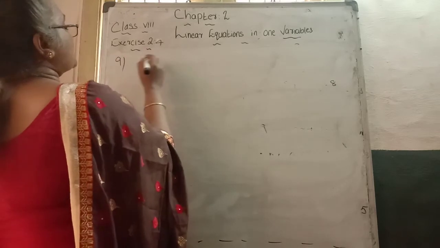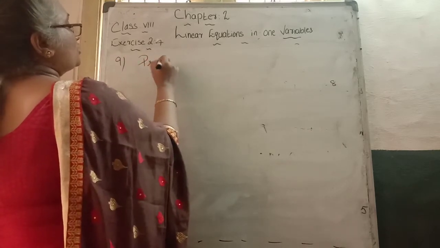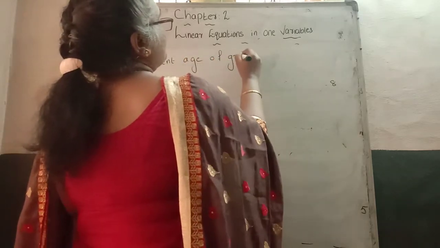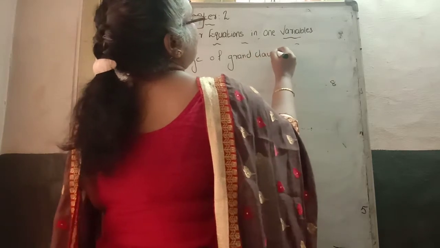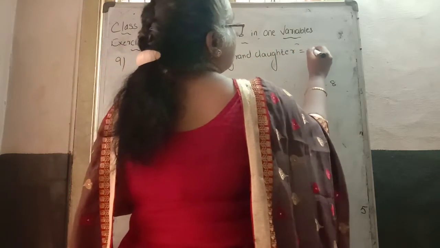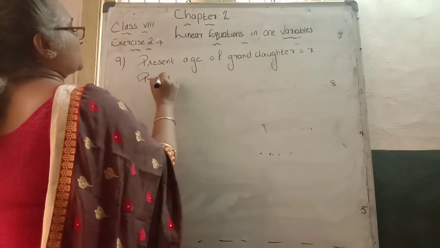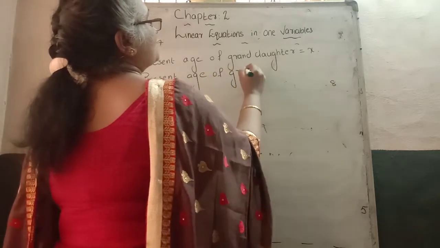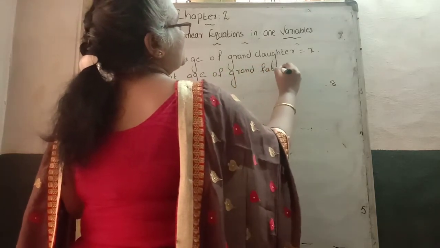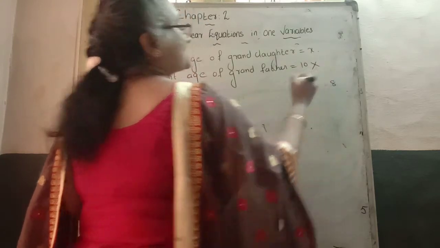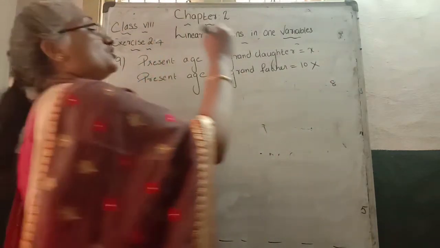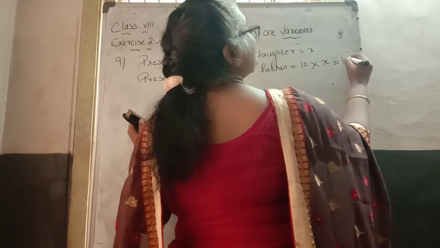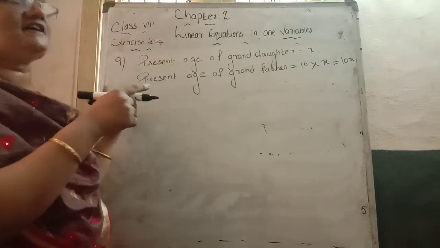So we can write the present age. We don't know the present age of the granddaughter. We consider it as x. Next step, we can write the present age of the grandfather. In the first line they gave the grandfather's age as 10 times the present age of the granddaughter. The present age of the granddaughter is how much? x. So 10 into x becomes 10x, the present age of the grandfather.